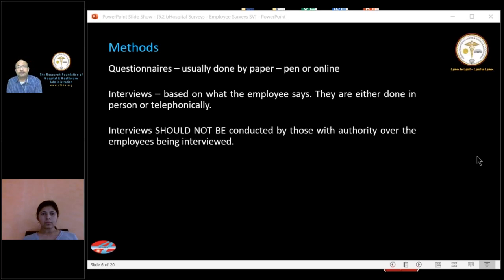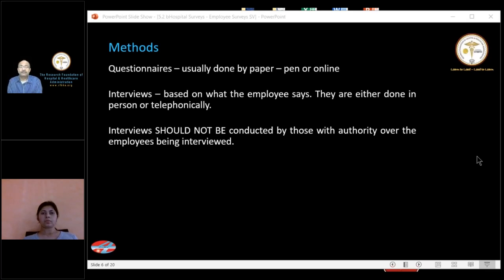Most often it may be a mix where you have some questions which are closed-ended, or well structured, and some questions which are not so well structured, so they are open-ended. They allow employees to give a descriptive response to a particular question. Now these questionnaires can be administered either as a pen and paper form, so you give a form to the employees to fill. They can also be done online.